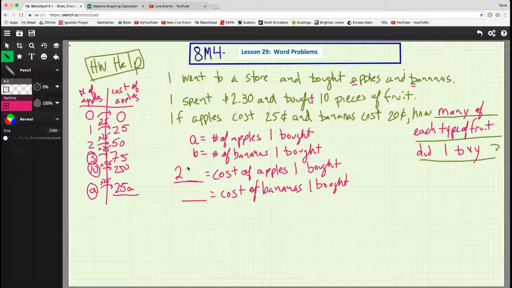So we're going to put 25A is the cost of my apples. And you can think about that. It'll start to make sense. Maybe it doesn't make sense right off the bat, but hopefully this chart gives you the right intuition.